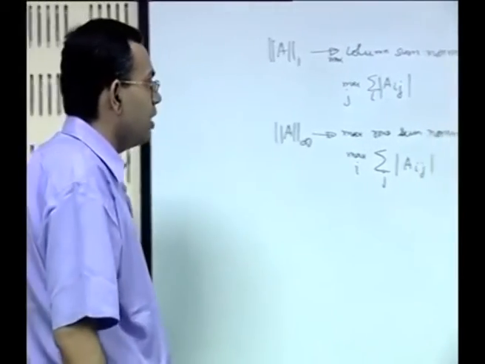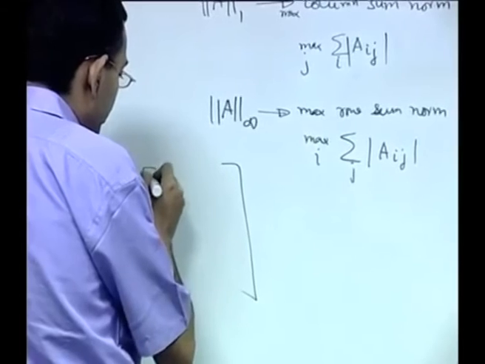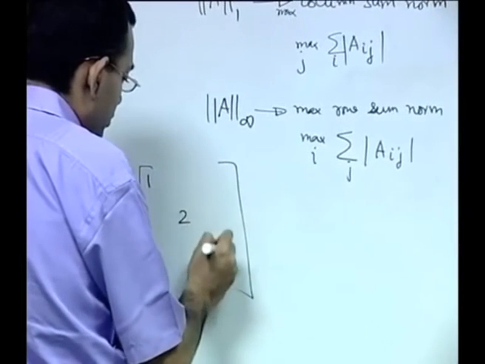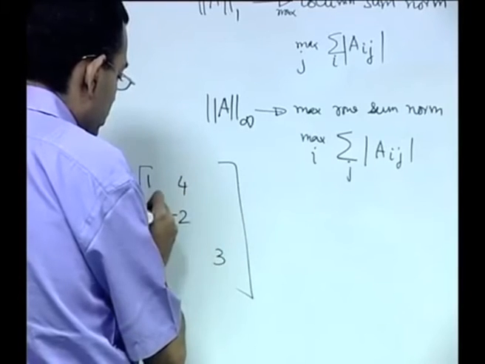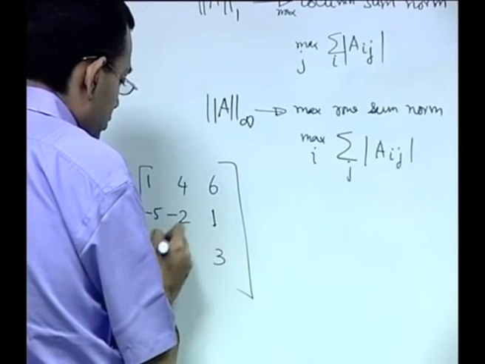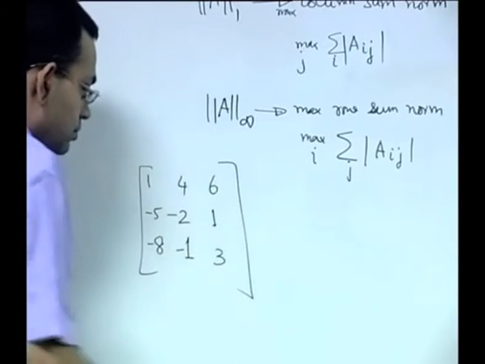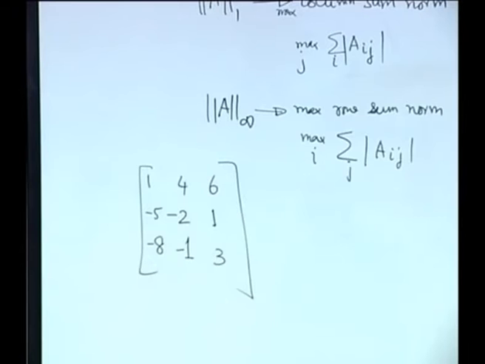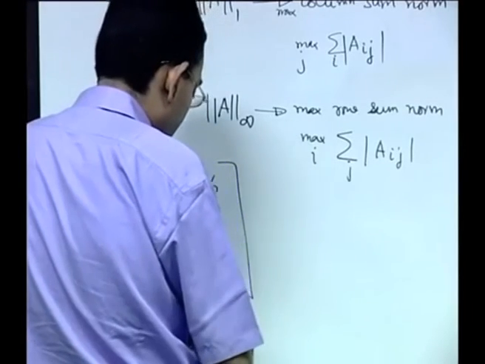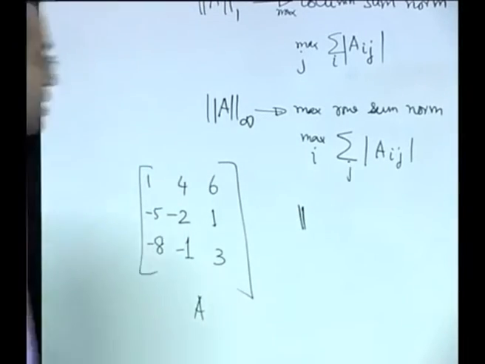So, let us consider a numerical example. Let us say we have the entities of the matrix like, let us say we have a matrix like this. So, let us say this is matrix A.